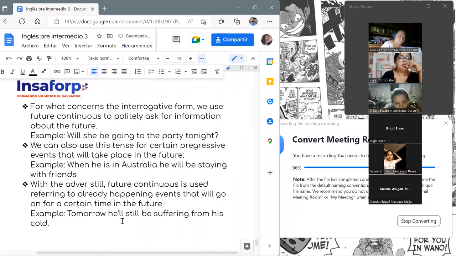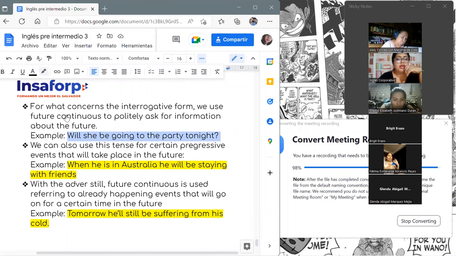So here in the document, you are going to find the 5 different things that we need to learn about the future continuous. And also you're going to find the 5 different examples that we have here. So in this case, I'm going to mark the examples to make it easier to find them when you are reading the information that you have here. So we have here the examples of these uses, or the things that we need to know about the future continuous.